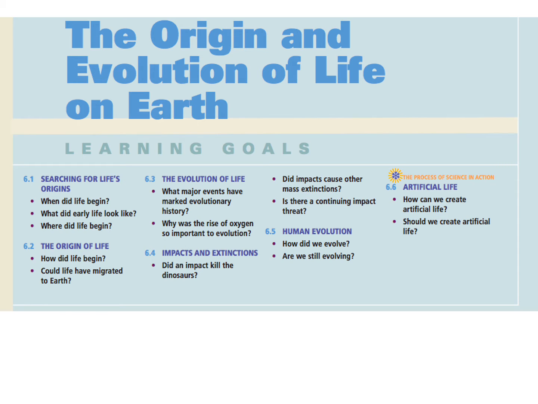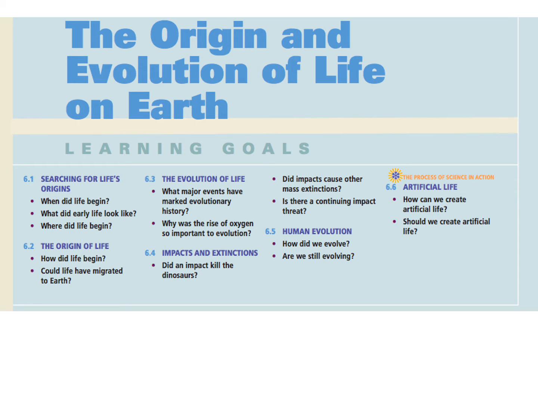We will talk a little bit about if life could have migrated to Earth, but really that's going to be saved for one of the videos that we have in this module. We're going to talk about the evolution of life, the major events, and that's going to include the evolution from prokaryotic to eukaryotic cells, and the rise of oxygen is going to be critical in that step.